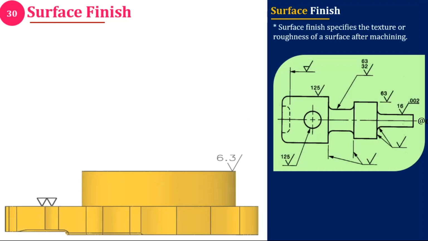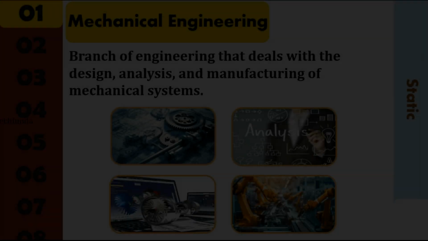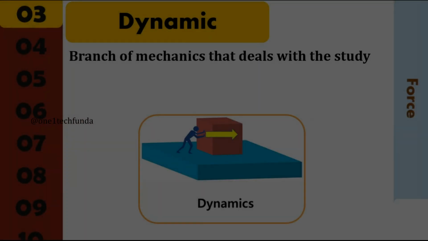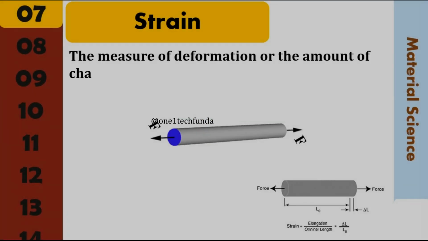Surface finish. Surface finish specifies the texture or roughness of a surface after machining. It ensures proper functioning, wear resistance, and aesthetics of a component. So friends, these are the key elements of engineering drawing basics. If you understand these, you can easily read and prepare any mechanical drawing.